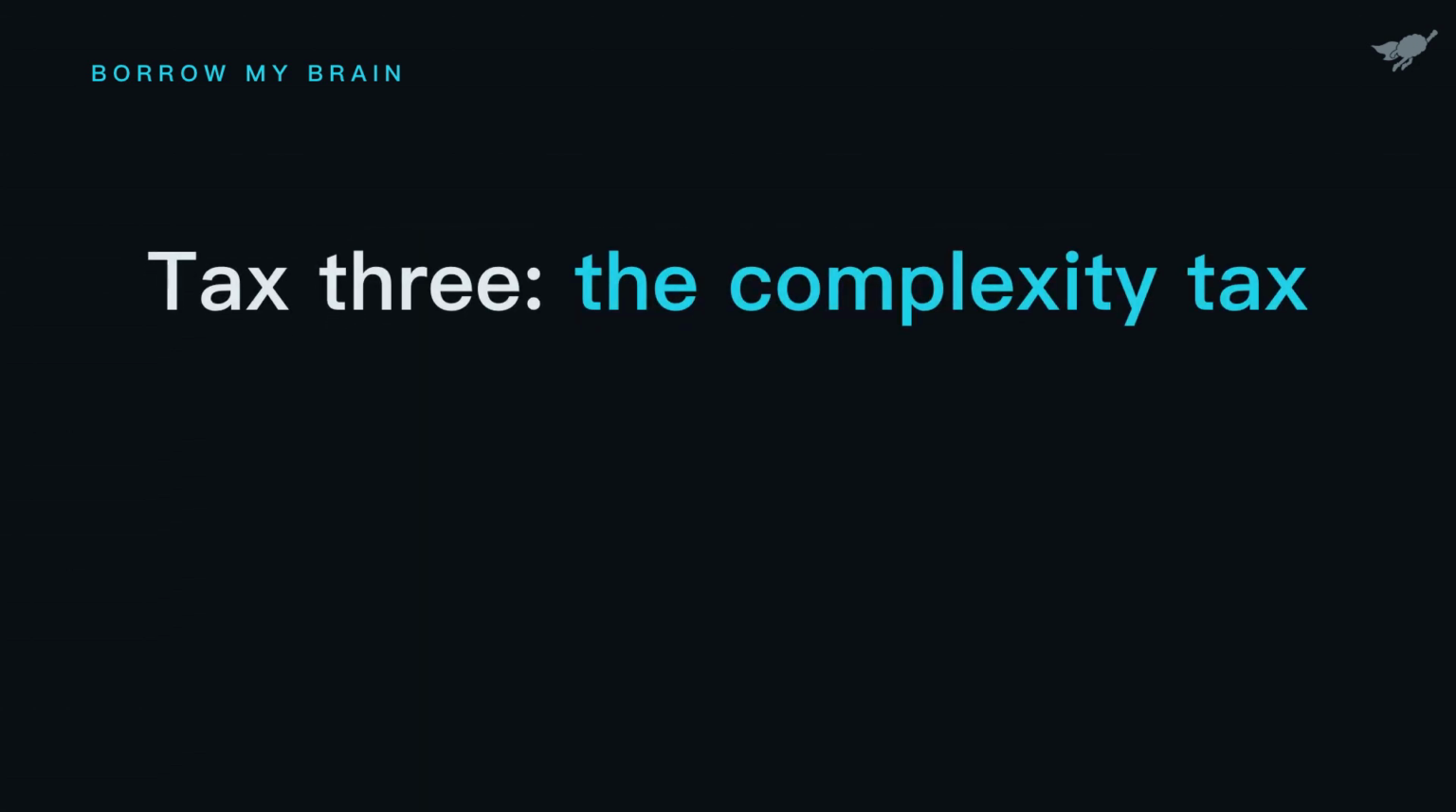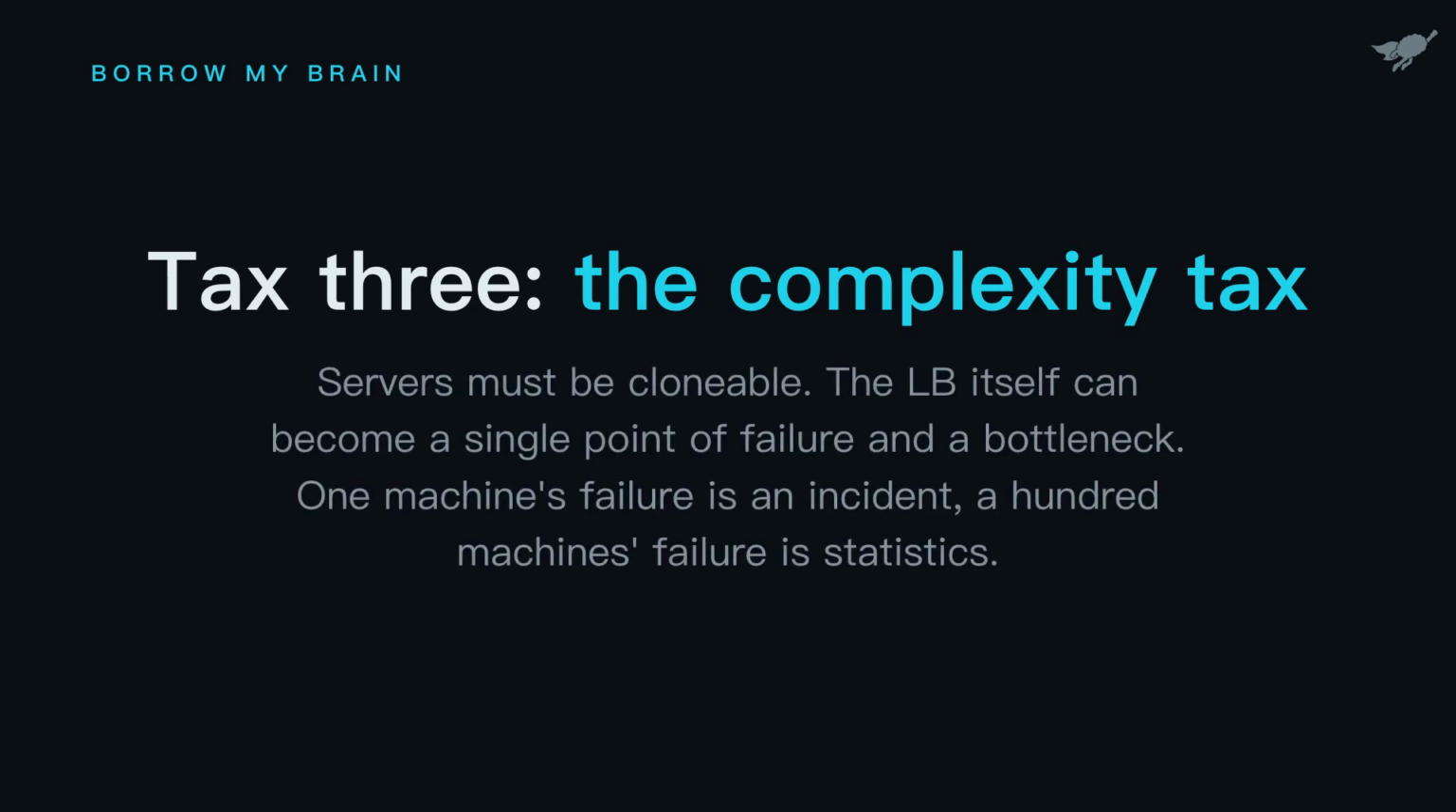Tax 3, the complexity tax. Straight from the primer. Horizontal scaling introduces complexity. Servers have to be clonable. The load balancer itself can become a single point of failure and a bottleneck. And once you run many machines, some machine is always down becomes everyday life. 1 machine's failure is an incident. 100 machines' failure is statistics.